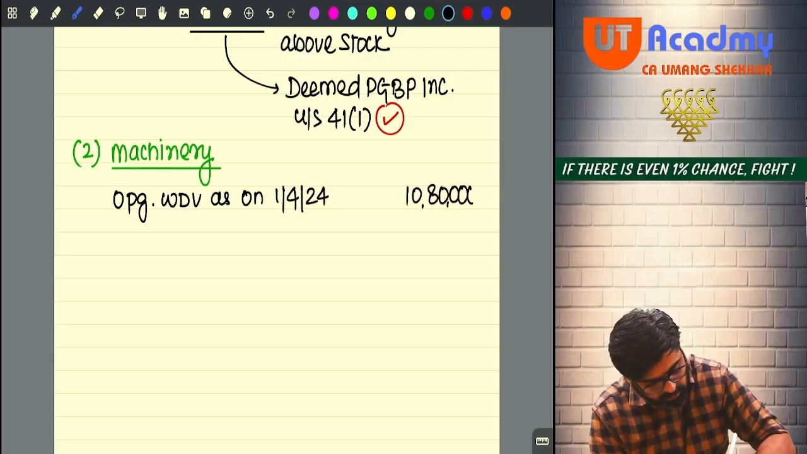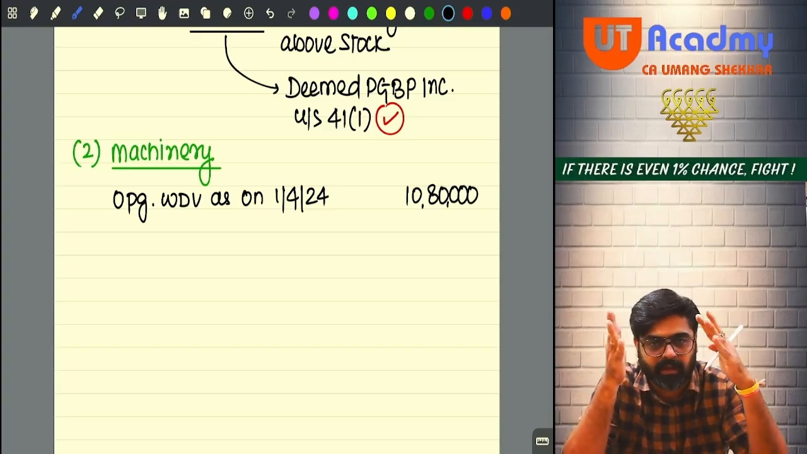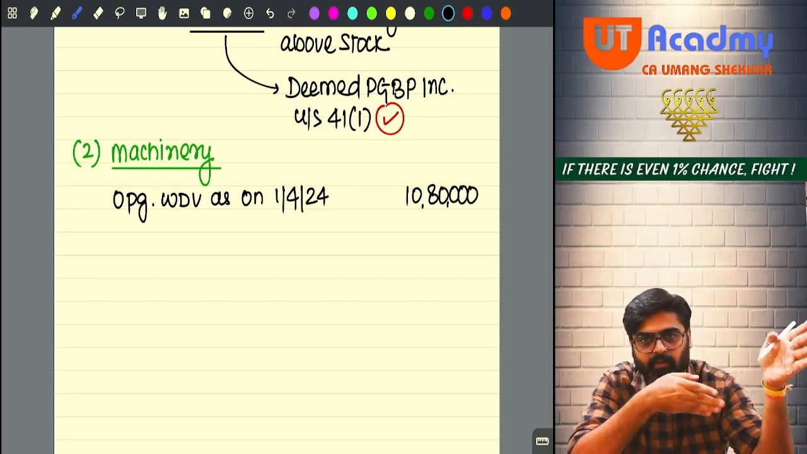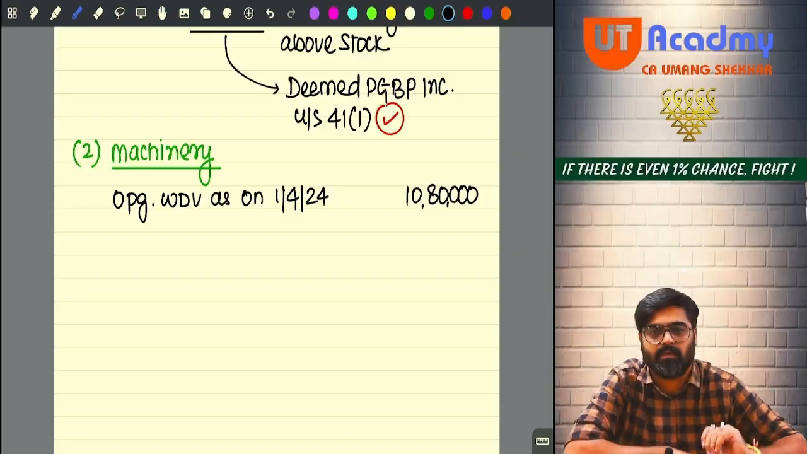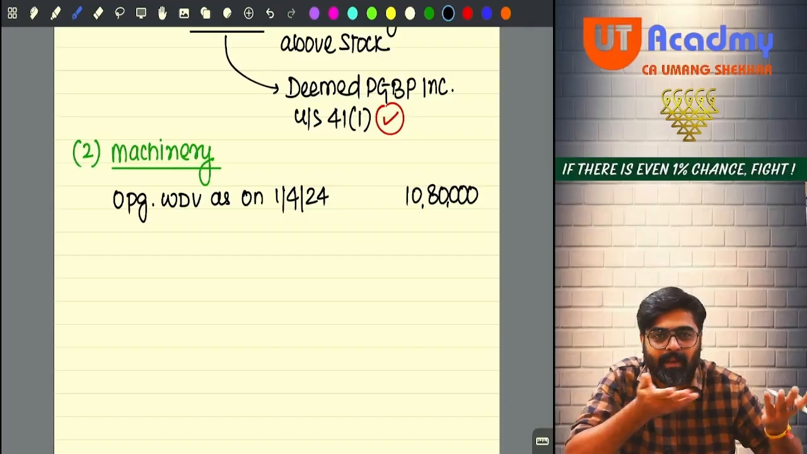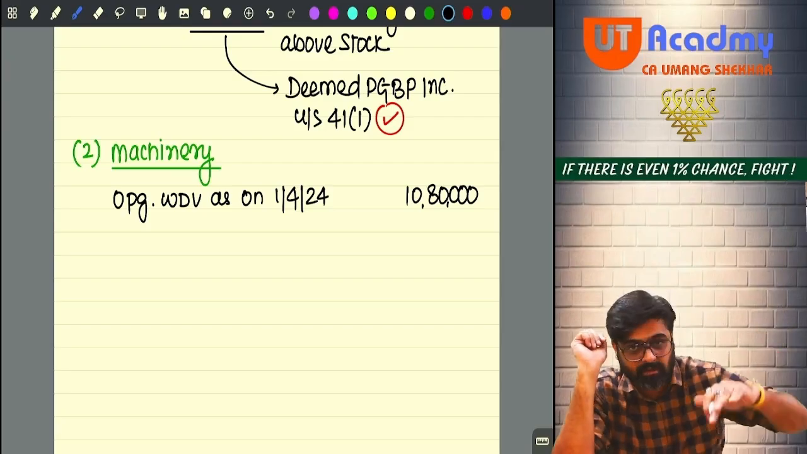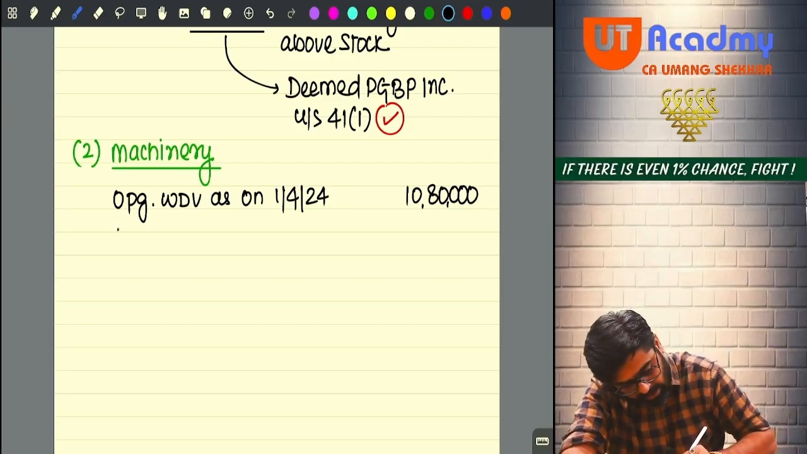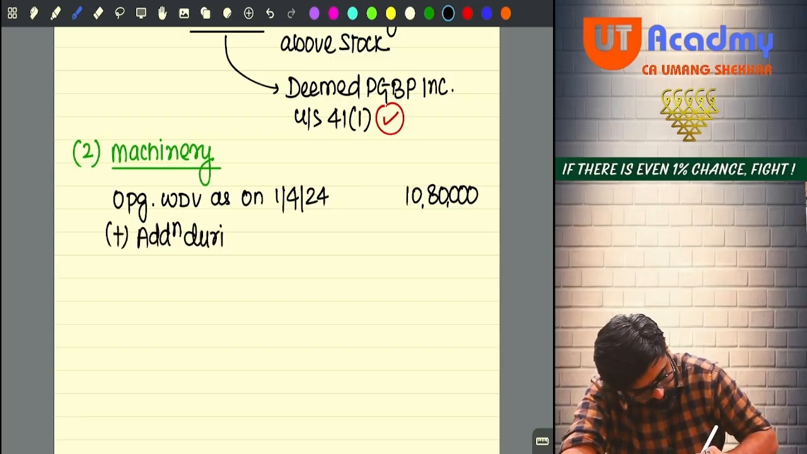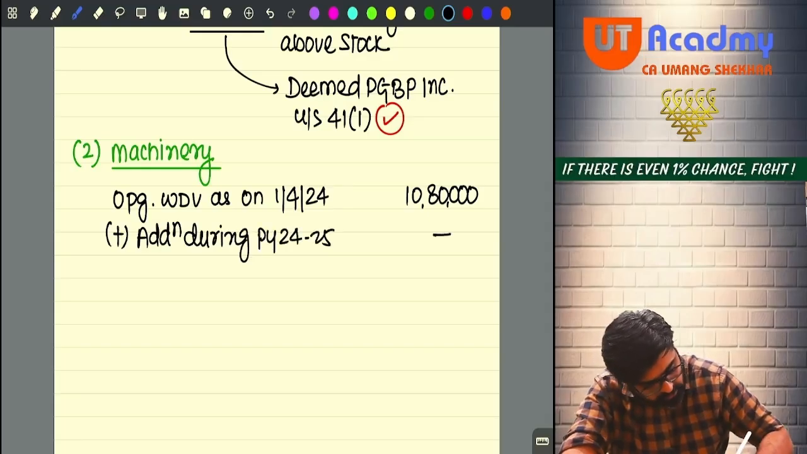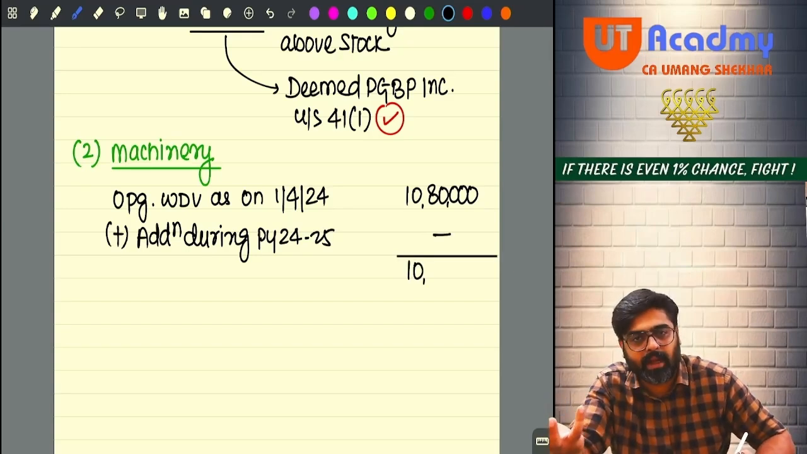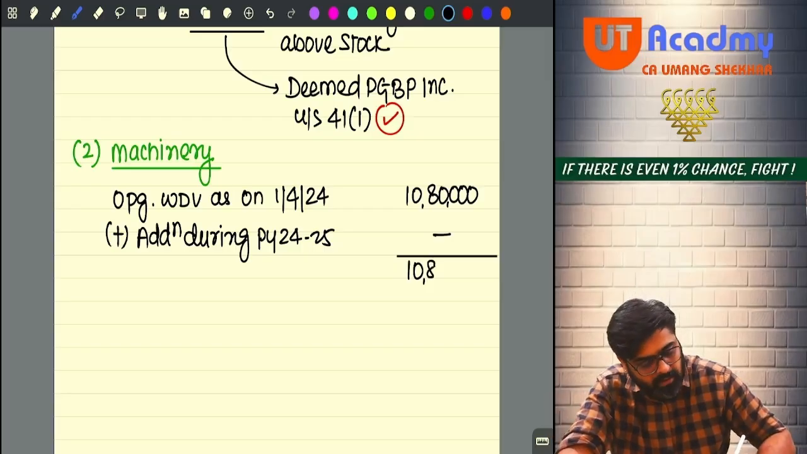10,80,000. Now tell me, the machinery which is damaged or destroyed by fire would be from this block only, no? Because there is no addition happening in this block in this year. Is there any addition for 180 days or more, or less than 180 days? So there is no addition. So additions during previous year 24-25, there are none per se. So your block should have some machinery at the end whose value should have been 10,80,000.